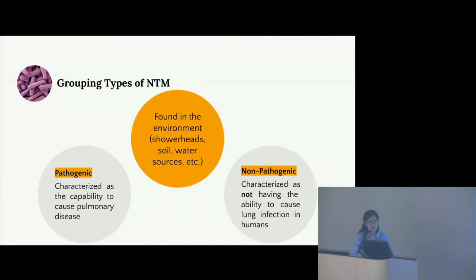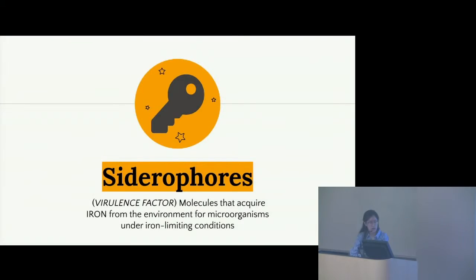So I wanted to see if there's a genetic distinction between these two groups, to see if pathogenic NTM had something genetically that non-pathogenic NTM didn't have. The gene complex that I focused on specifically was the siderophore gene complex.